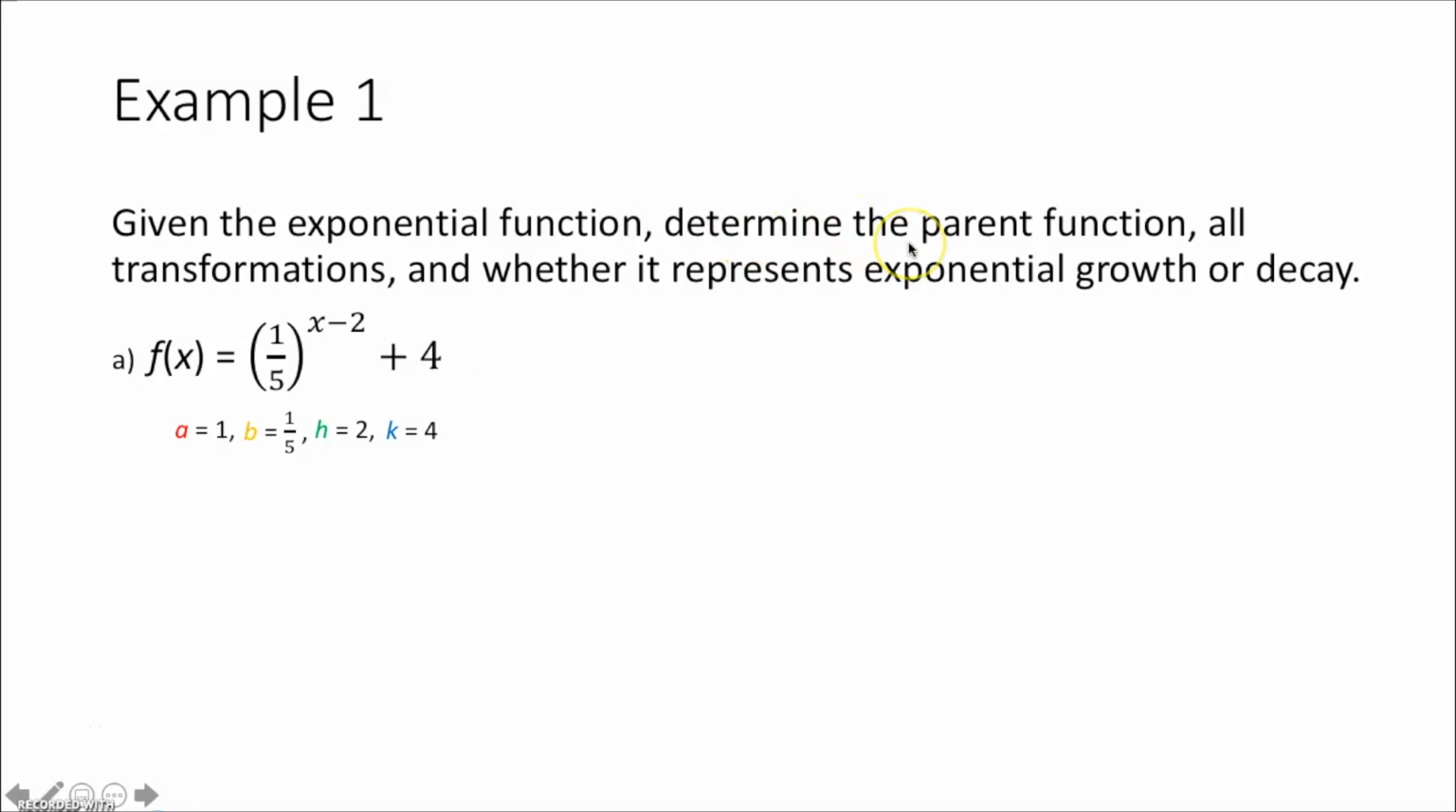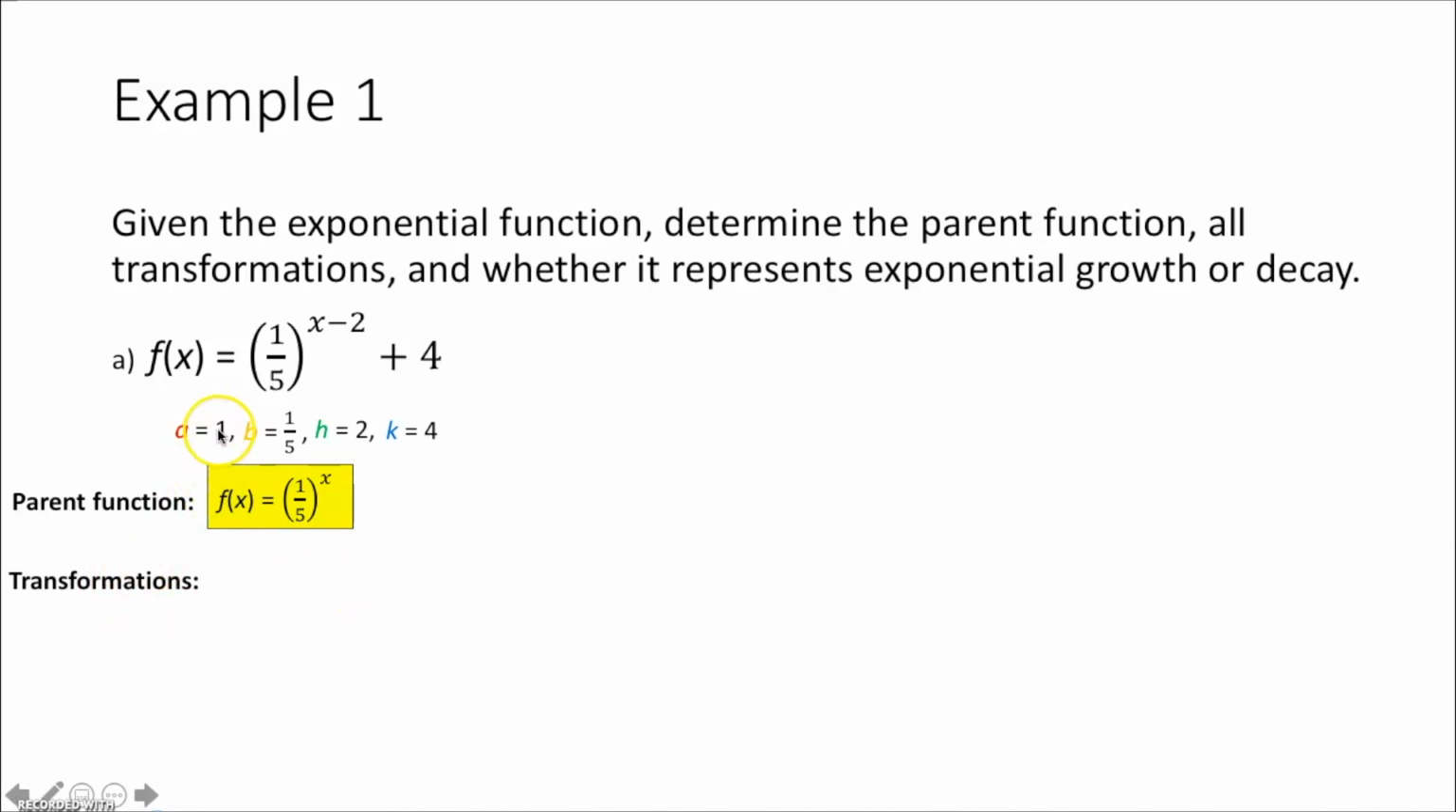It says determine the parent function. The parent function is going to be the most basic form of this function, which in this case is going to be f of x is equal to 1/5 to the x power. It's just ignoring your A value, your H value, and your K value. If you take away your A value, H value, and K value, that's your parent function. Transformations. That is where we talk about our A value, our H value, and our K value.